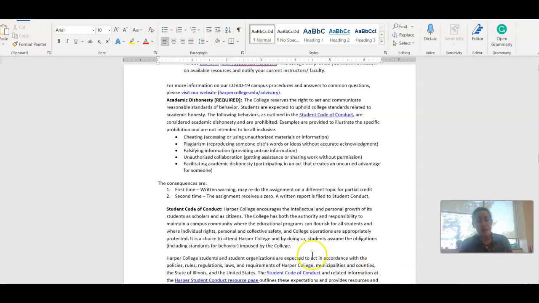But for this class, for the first time, you receive a written warning, and you may redo the assignment on a different topic for partial credit. The second time, the assignment receives a 0 and the written report is filed to student conduct. So that is a much more serious consequence. Hopefully, we will never get there.